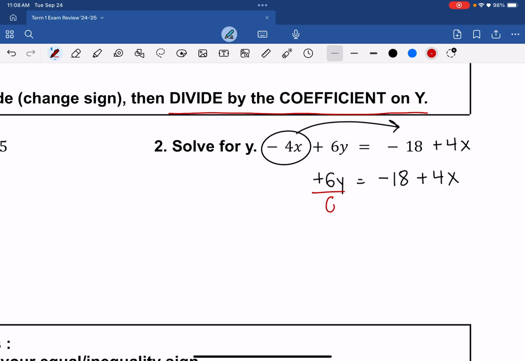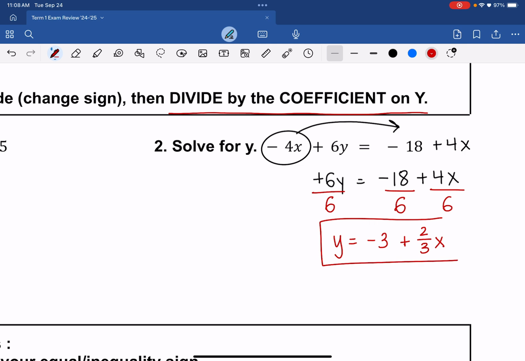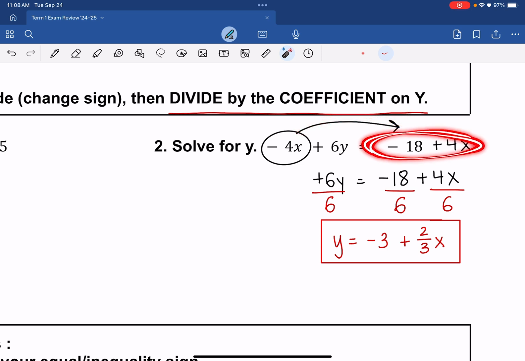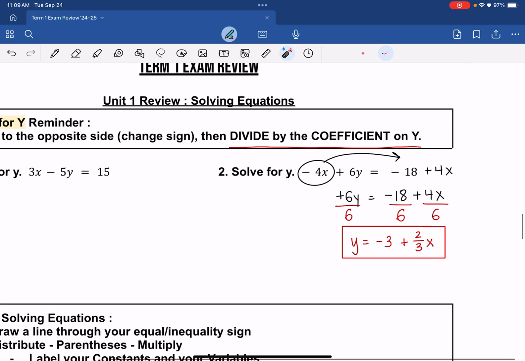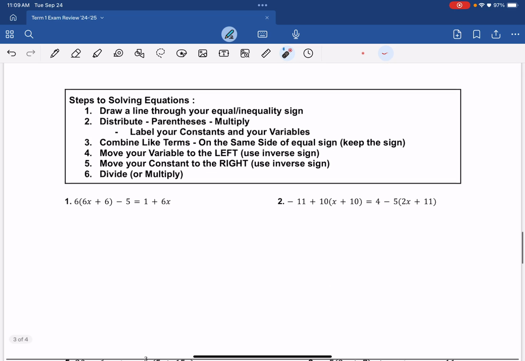And then my last step is to divide by the coefficient on y. So I'm going to divide by 6 because that's the coefficient on y. But I divide everything by 6. So y equals -18 divided by 6 is -3. And then 4 divided by 6 is a positive 2 over 3x. And this is your answer. Okay, so just remember, when you move your x to the other side, you're not physically going to add these numbers because you can't, right? And then x just doesn't go away. It goes away from this side, but what I'm doing is putting it on the other side so I can get y isolated, okay?